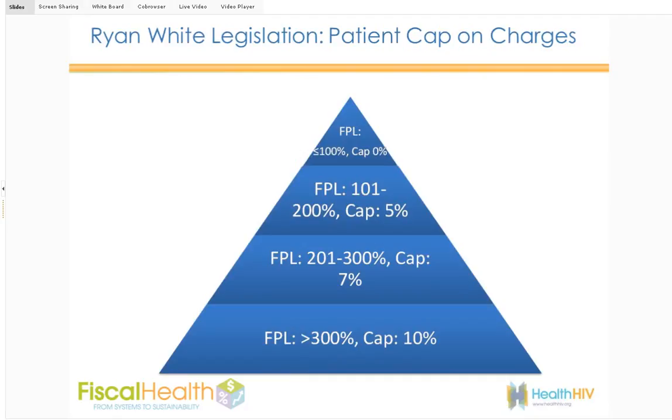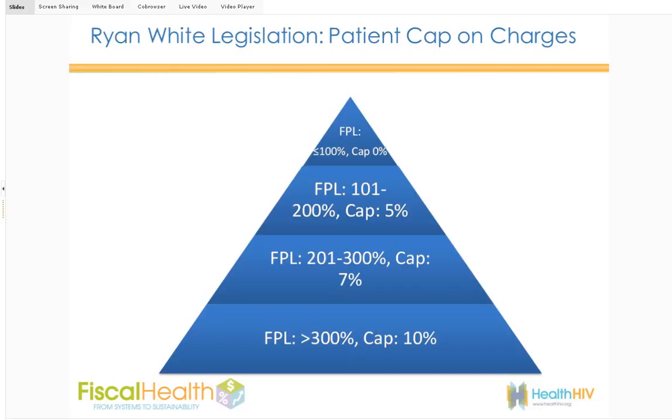But if the patient's federal poverty level is between 101 and 200%, their cap on charges should be 5% of their gross income. If their federal poverty level is between 201 and 300%, their cap should be at 7% of their gross income. And if their federal poverty level is over 300%, their cap should be 10% of their gross income.